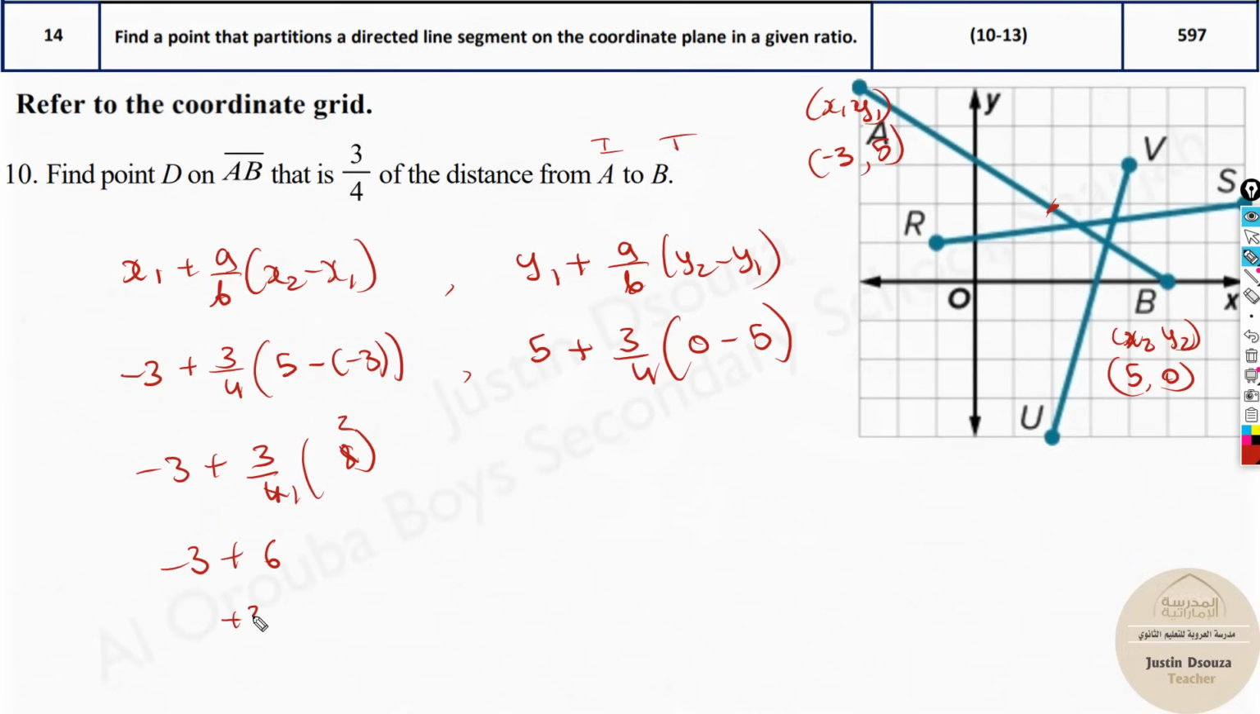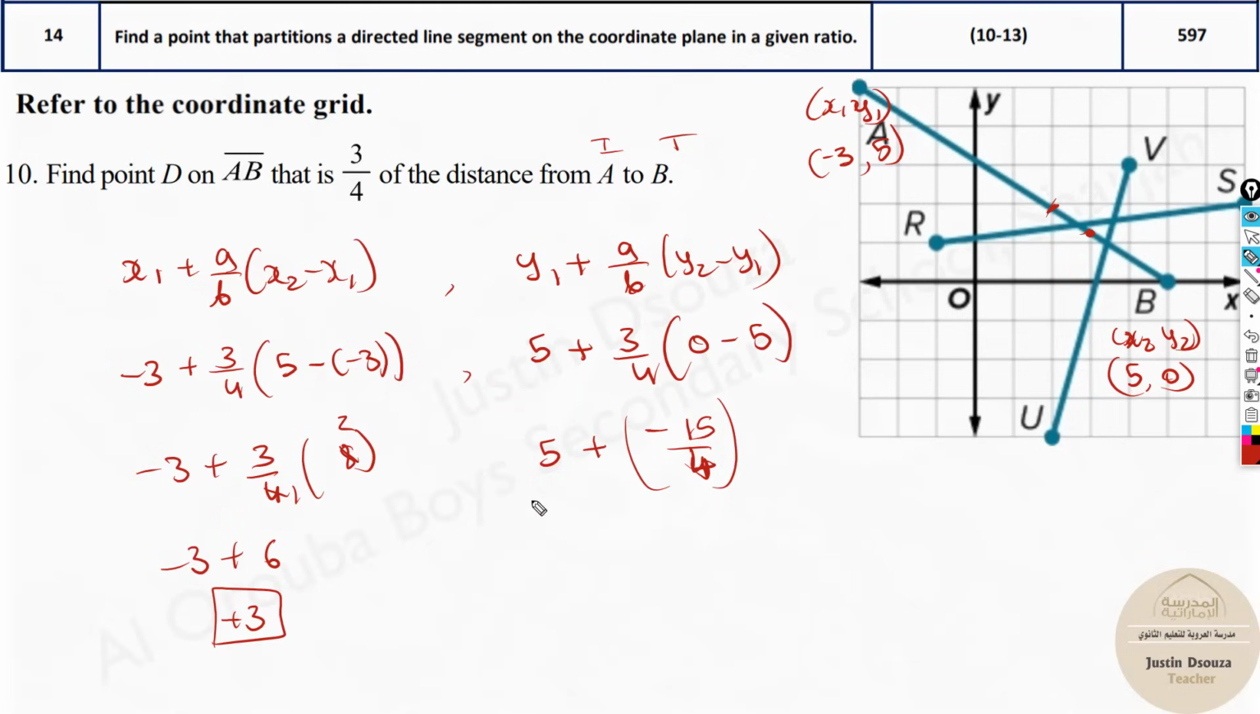It'll be positive 3. That is the x coordinate. So 1, 2, 3, somewhere over here now. Let's see, we can easily guess this is the y. Now what about over here? It's 5 plus 3/4 of minus 5 by 2. It will be negative 15 by 4.